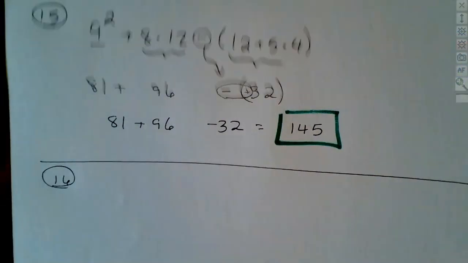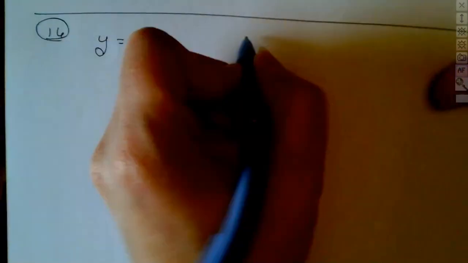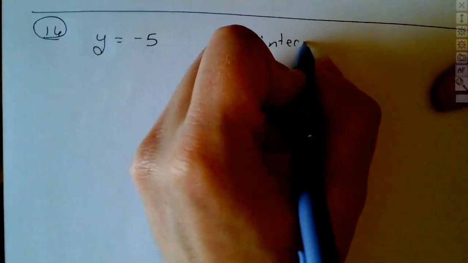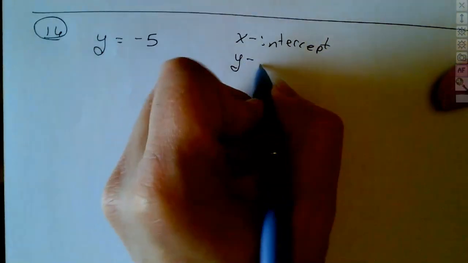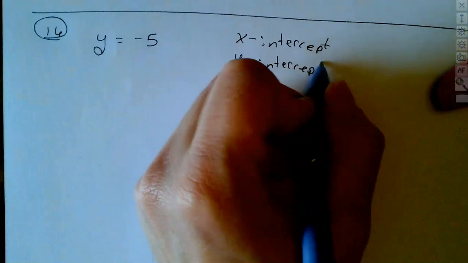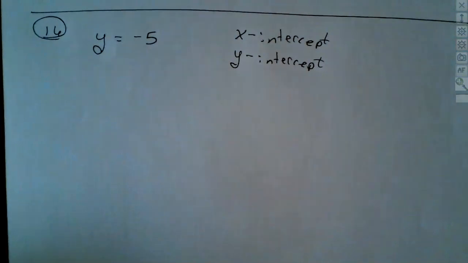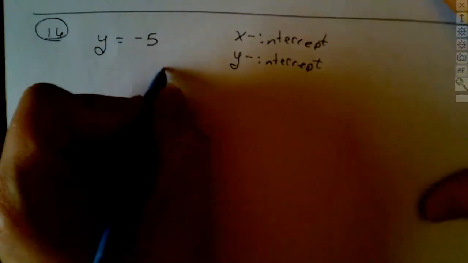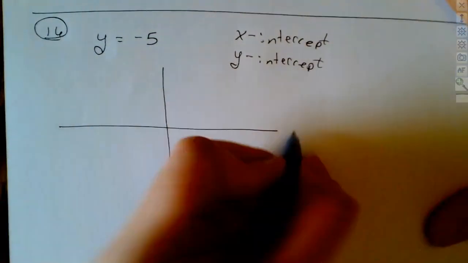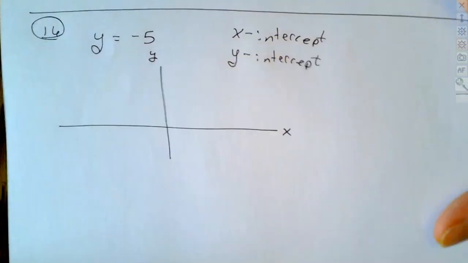Question 16. We're going to graph this, and we're also going to find our x and y intercepts. Now, what are the intercepts? Well, the intercepts are where they cross either axis. And sometimes you have both, and sometimes you may only have one. This is your x-axis, and this is your y-axis.